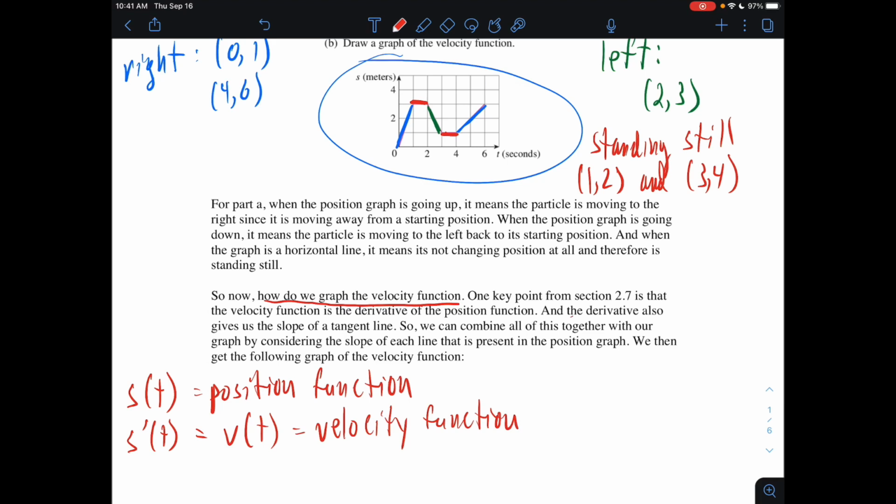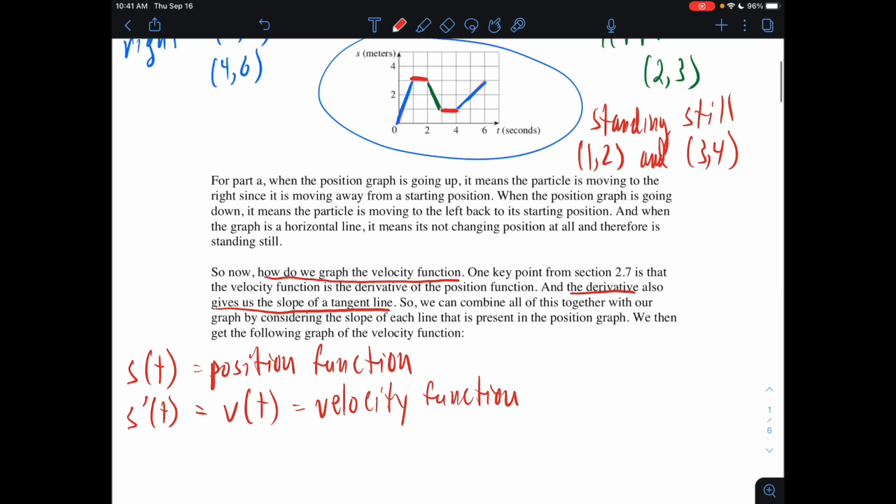But also, the derivative gives us the slope of a tangent line. So we can combine the idea of the derivative gives us the slope of a tangent line, and also, if we're talking about the position function, the derivative gives us the velocity function. We can combine all this together by considering the slope of each line that is present in the position graph. So, for example, the slope of the position function. Notice that the slope changes, right? We don't have just one line. We have many lines that are pieced together.